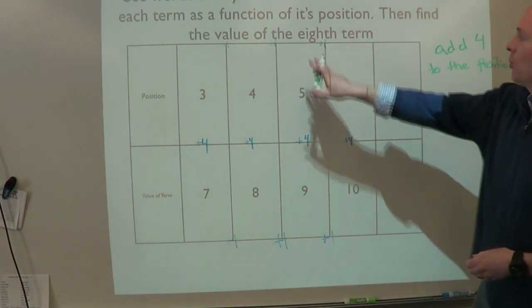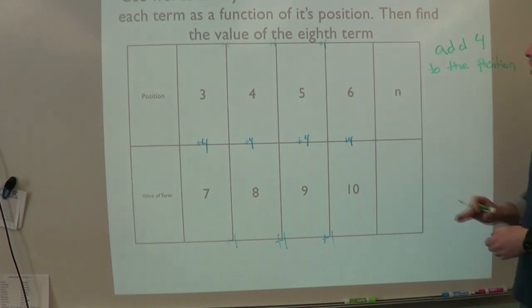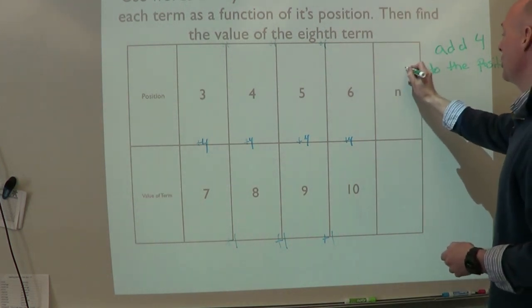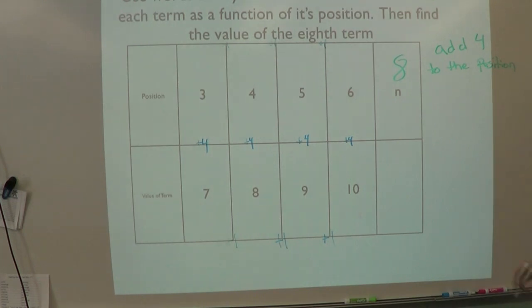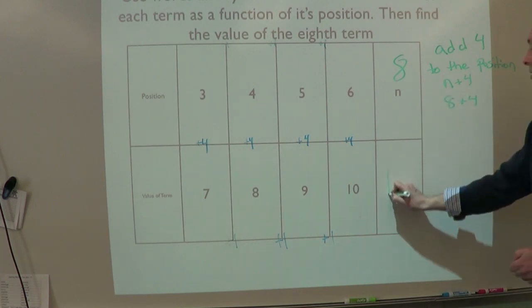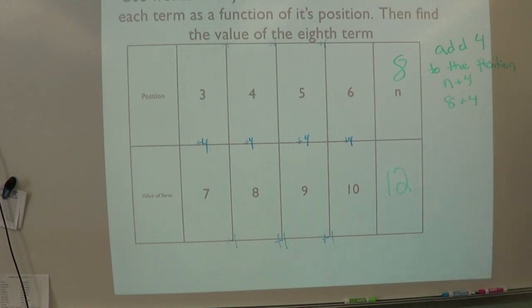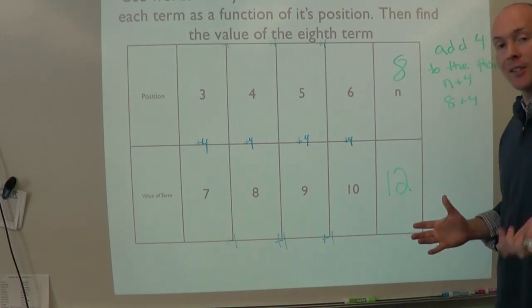In this case, it says, what is the value of the 8th term? So what if my position was 8? We have n plus 4. In this case, n is 8 plus 4. 8 plus 4 is 12. Boom. And there's our answer.